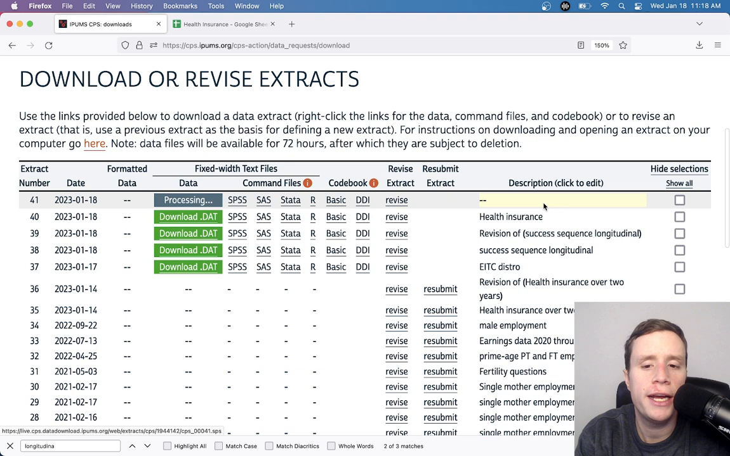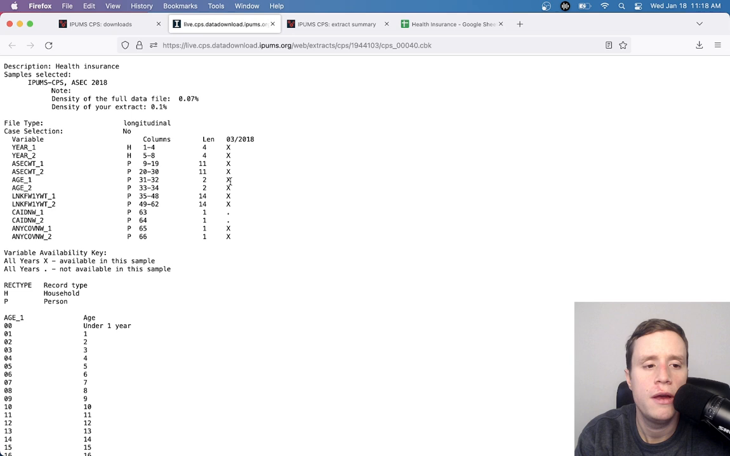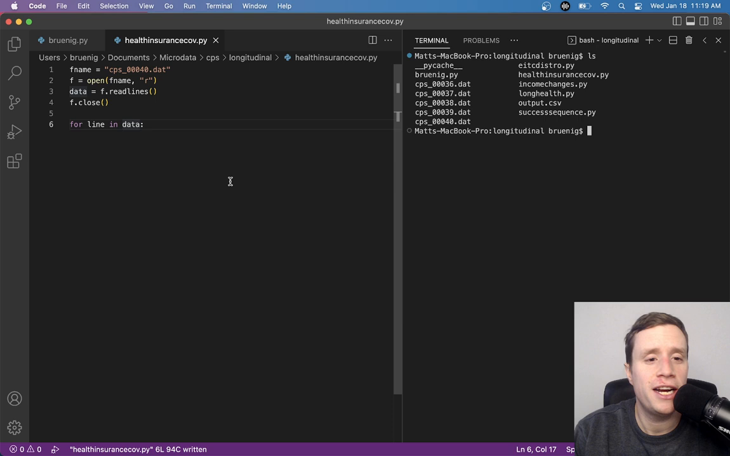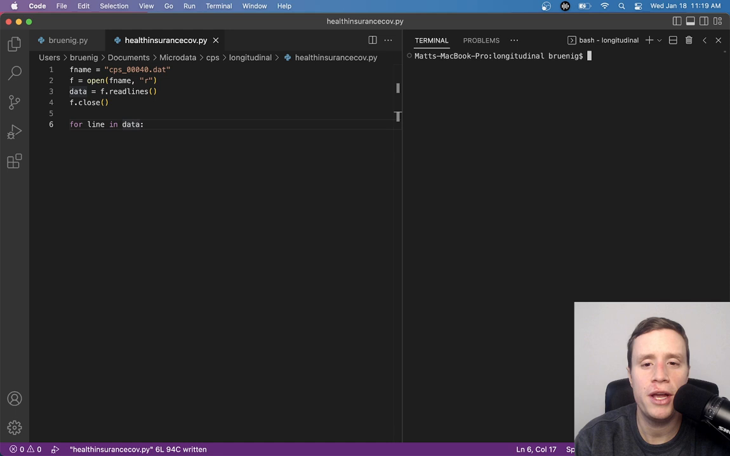Now, I created the same data extract right before I started this, so we will focus on that one for the time being. And I have not actually done this yet. With some of the other ones, I already wrote the code and then just rewrote it. I haven't done that with this one yet, so it'll be interesting. But here we go.